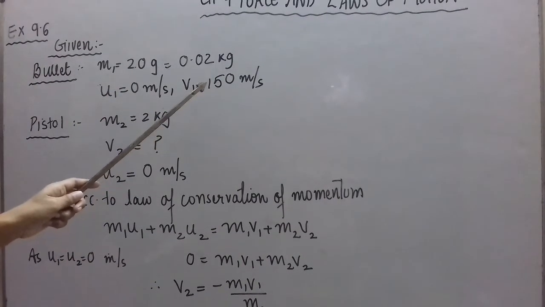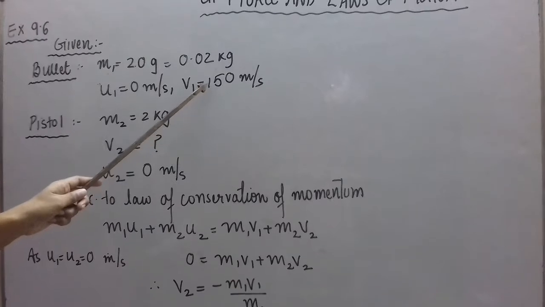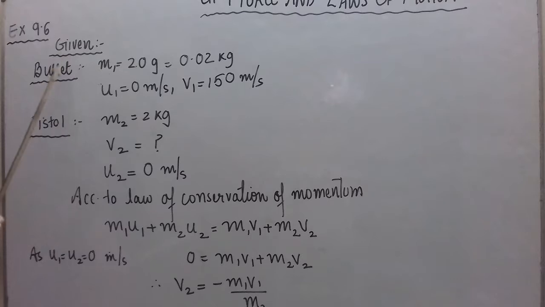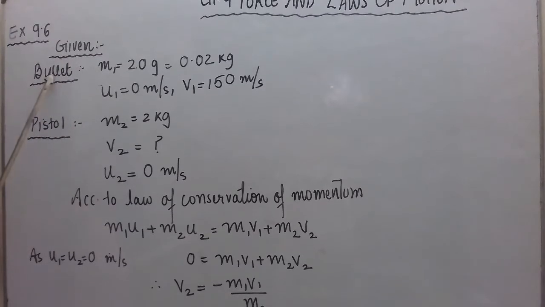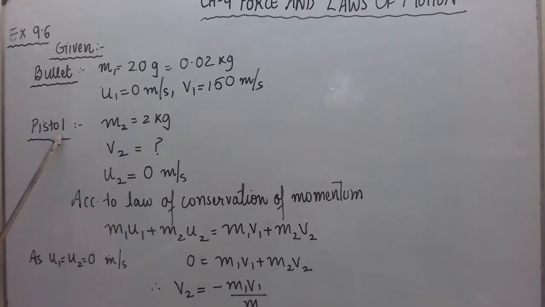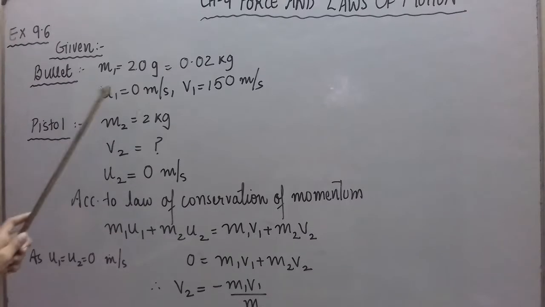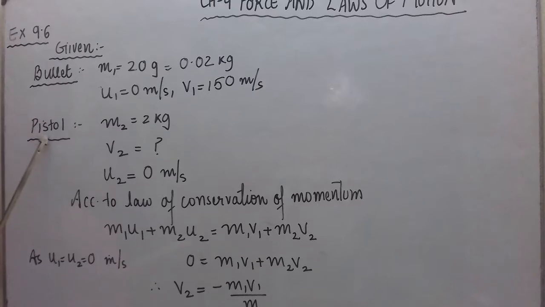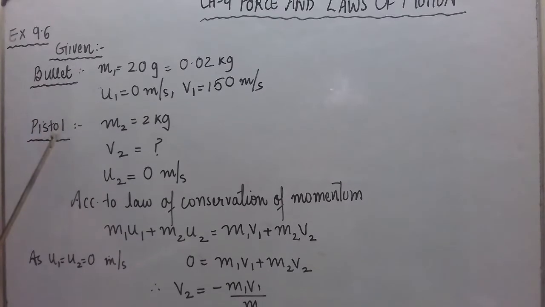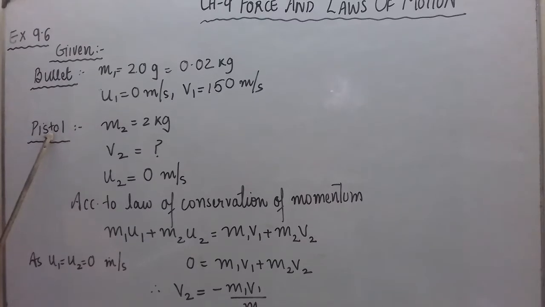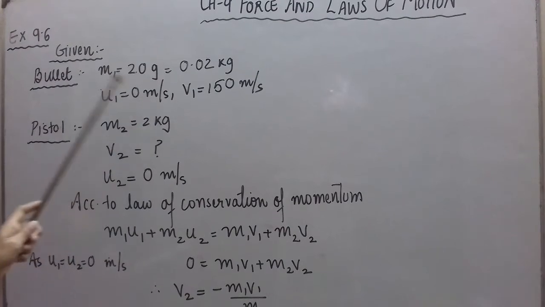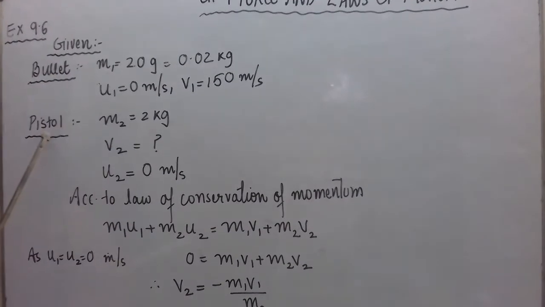But which velocity? Initial or final? As I've already read the numerical before, we know that it is a case of bullet and pistol only. That bullet is fired from the pistol. There is no third object. So in such cases, as I have told you before also, before the bullet is fired from the pistol, both are initially at rest. So we should take U1, U2 each to be equal to 0 meter per second, as both of them are initially at rest.